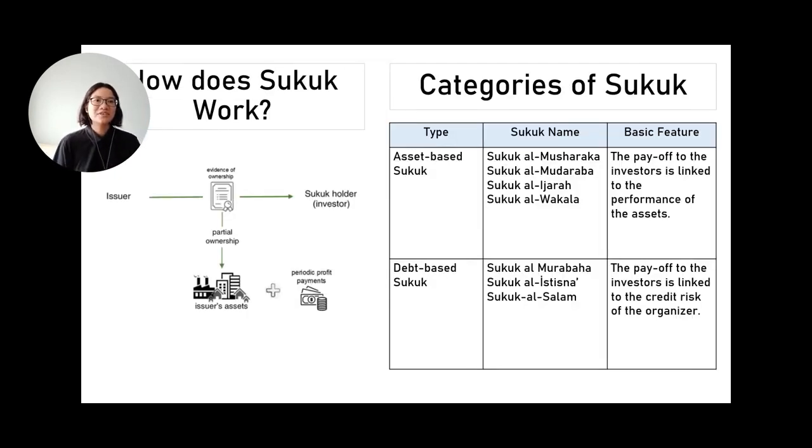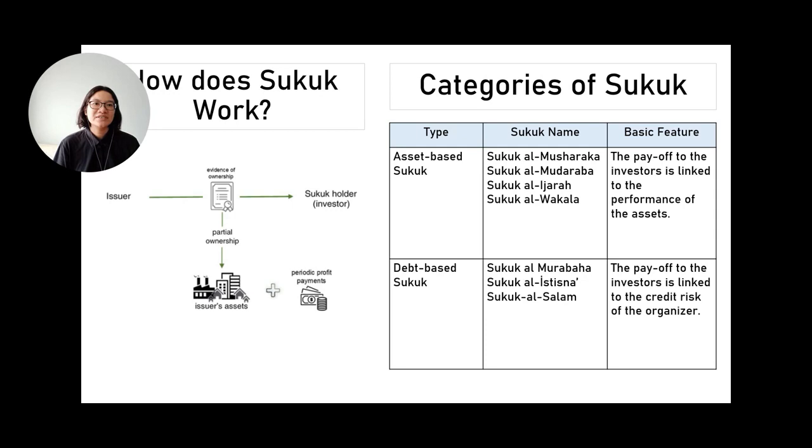Okay, let's move on to how Sukuk works. It works when the investors buy Sukuk and become Sukuk holders. They receive a certificate, as you can see here, from the issuer as evidence of ownership and are entitled to receive periodic profit payments on the principal amount that is invested. Upon maturity, the Sukuk holder will get back the principal amount of investment. There you go. It also depends on the types of Sukuk that have been applied.